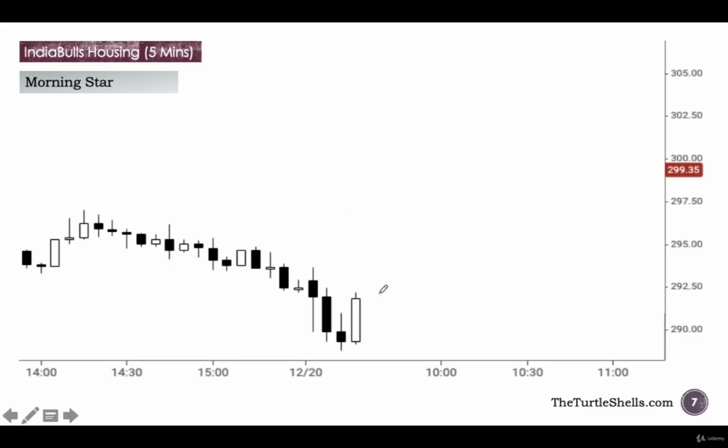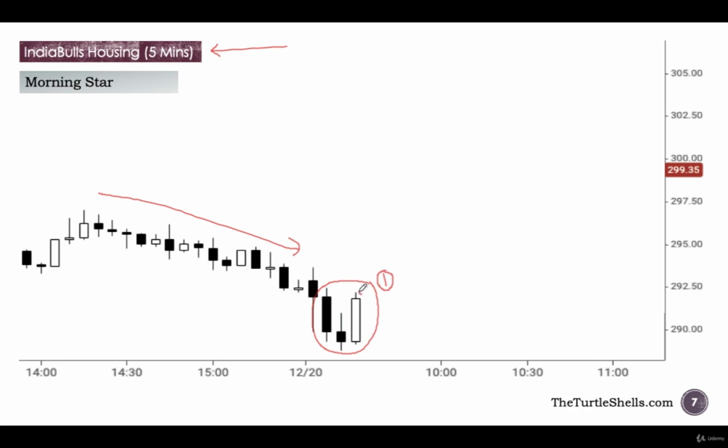That's an imperfect morning star. This is an intraday chart. It's a 5-minute chart of India Bulls Housing. You have a morning star. The black real body is touching the prior long black real body, and it is also within the body of the white candle, but the other criteria are satisfied. It's coming after a downtrend. The close of the white candle is above the midway point of the prior first black candle. So the first signal is this morning star, which is not a perfect morning star, but we can consider it.